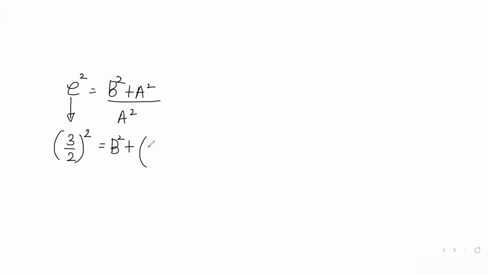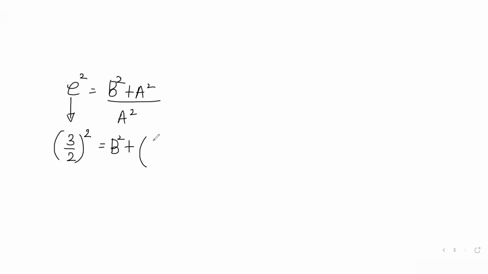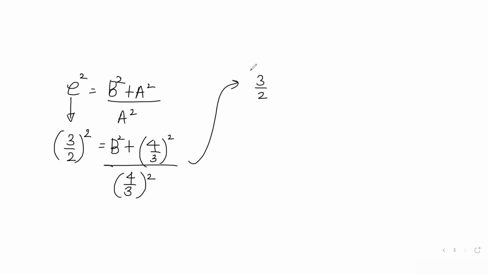Here also you get b square plus a square. We already found out capital A, that was 4 by 3. So if I substitute and solve this further, it gives me (4 by 3) upon (4 by 3)... the whole square, that is nothing but 9 by 4. 4 by 3 the whole square, that is 16 by 9, is equal to b square plus 16 by 9.